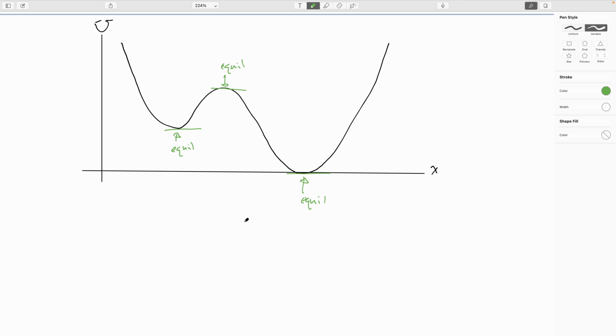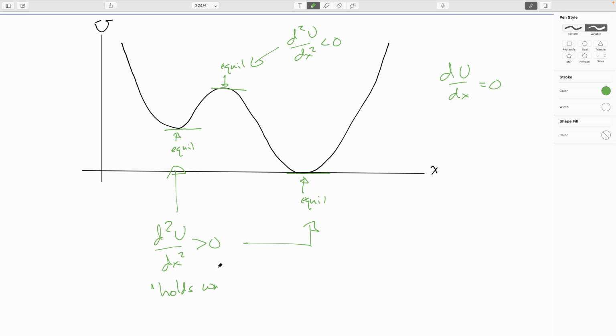So in the language of derivatives, what we have for all of these points here is that du dx is equal to 0. But for this one here and this one here, the second derivative, d squared u dx squared, is positive. Same for that one. And here, d squared u dx squared is negative. So remember, the second derivative tells us the curvature at a point, and a second derivative is positive if it holds water, and it's negative if it spills water.